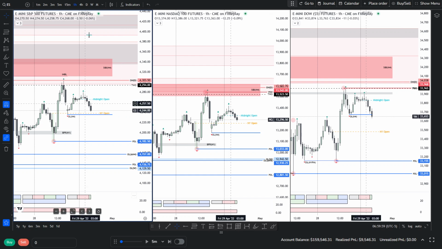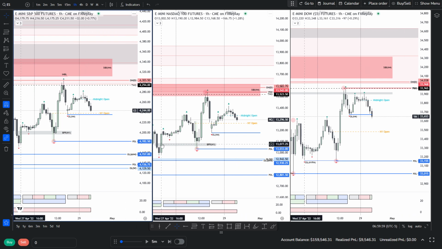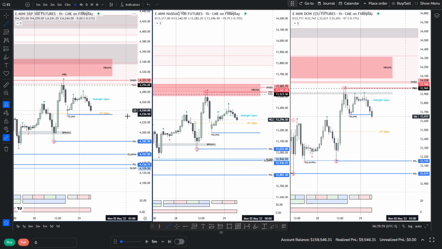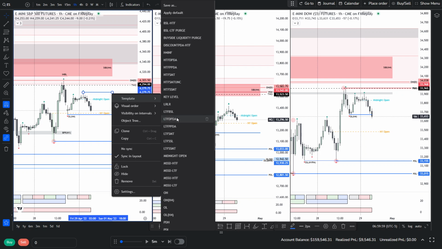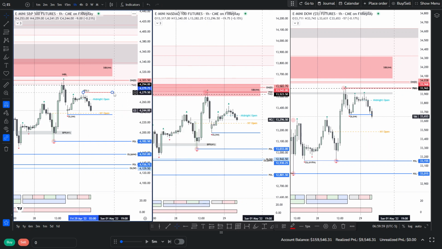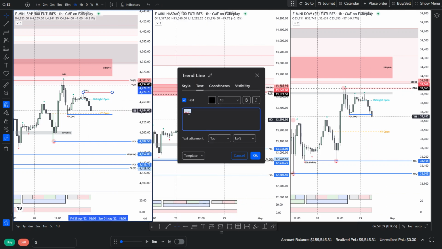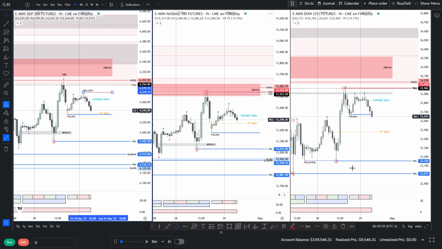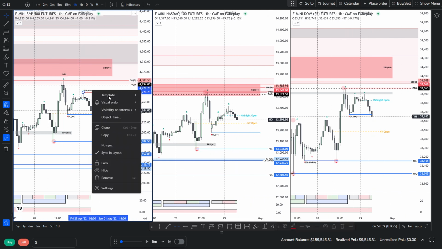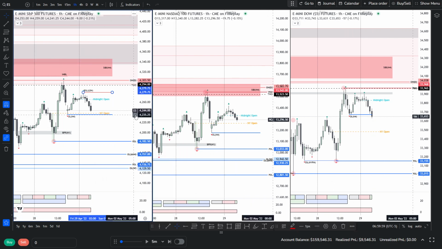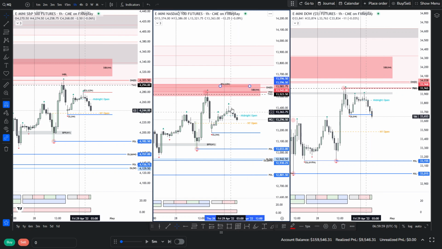Okay. So let's get back into this. So let's start from the top of the charts and work our way down. So we obviously have this price level here being the London high. So let's mark that in here.